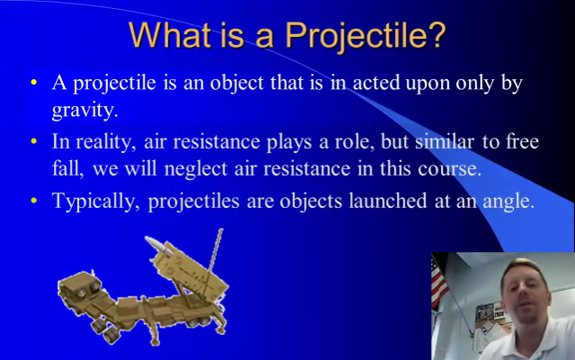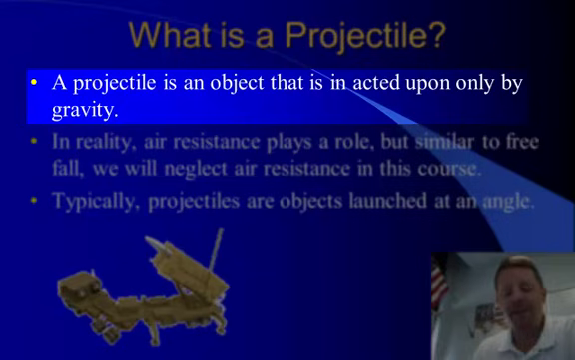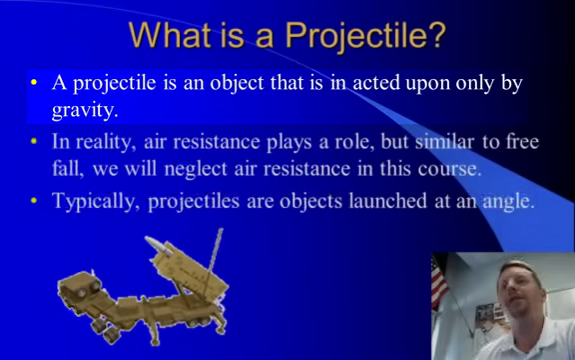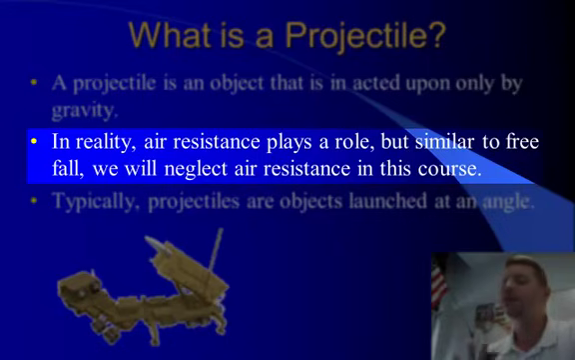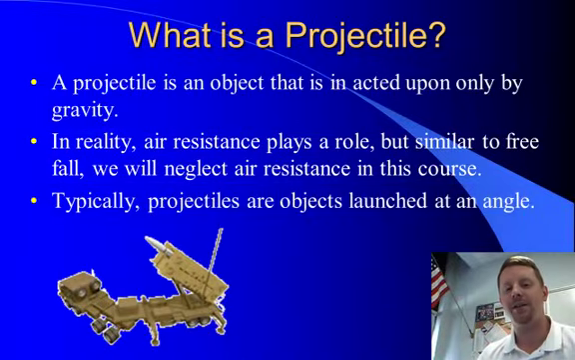First off, what is a projectile? Well, a projectile is an object that is acted upon only by gravity. So, for example, if I were to throw a baseball in the air, the main force acting on that baseball is gravity. But of course, we also know there's some air resistance. When we're talking about projectiles, however, we're going to neglect the effect of air resistance.